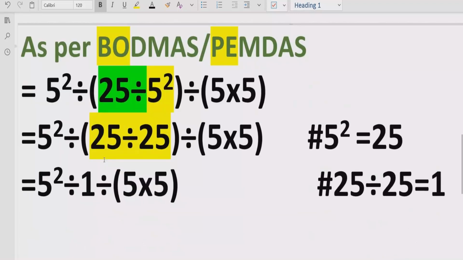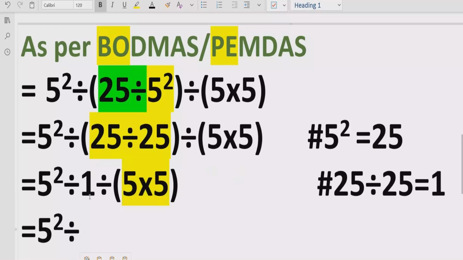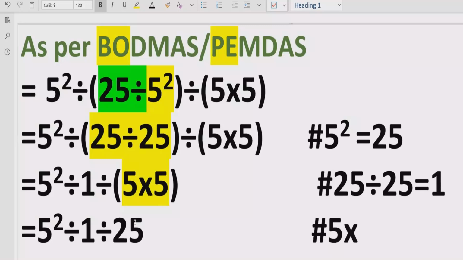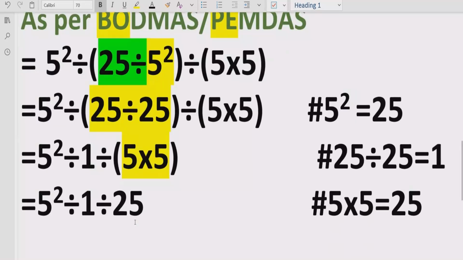Step number 1, we have to repeat because we have another bracket which is 5 multiplied by 5. So we will write 5 raised to power 2 divided by 1, again divided by, and 5 multiplied by 5, which is equal to 25. So here we have to give the reference. Now 5 multiplied by 5 equals to 25. Now we have solved all brackets.